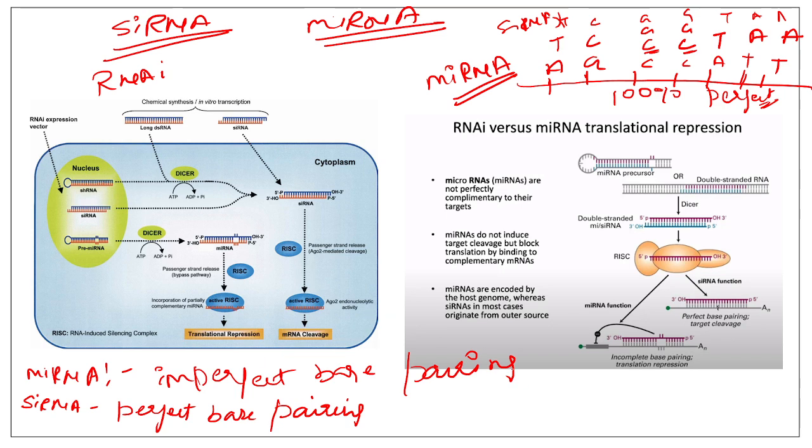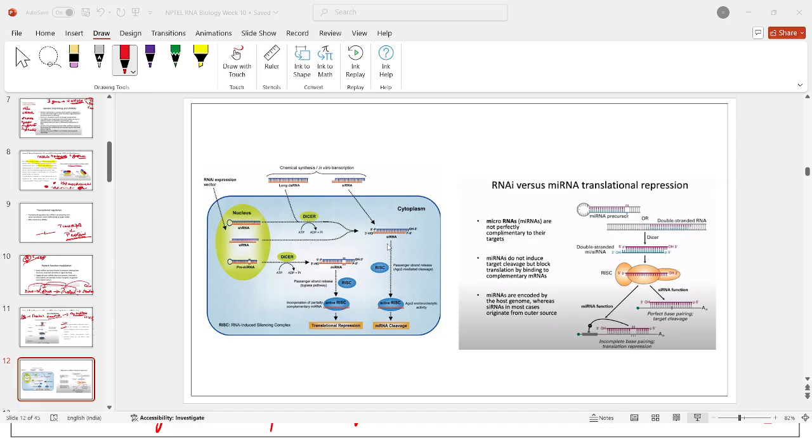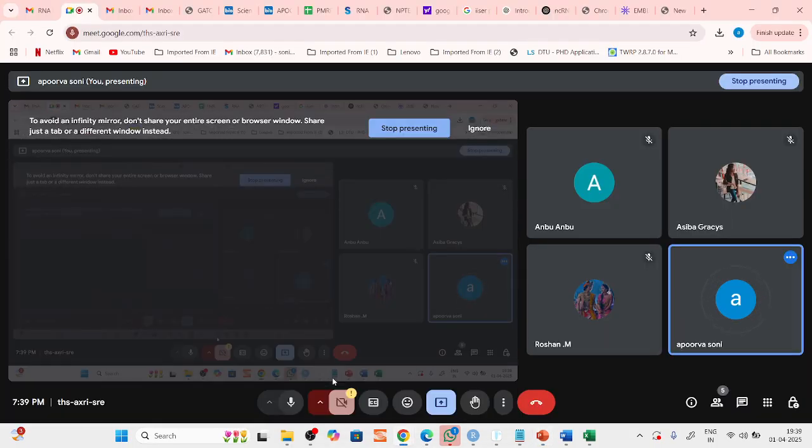Because miRNA does not have a perfect base pairing, it cannot cleave its target, but it will block the translation. Target cleavage, no. So miRNA cannot cleave the target, but it will block the translation. Whereas here it will cleave the target. Here there will be translation repression. I hope you are able to understand. If you have any problem, do let me know.